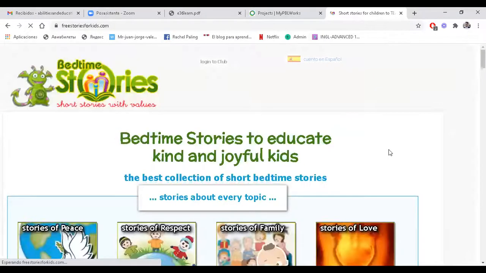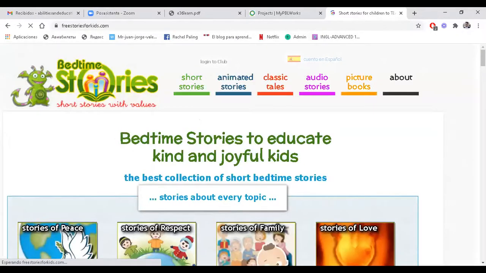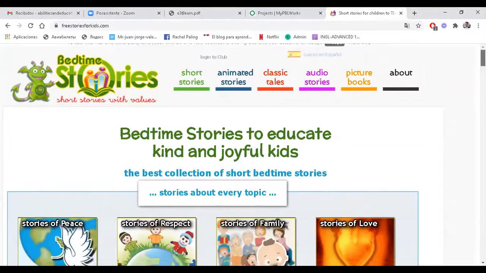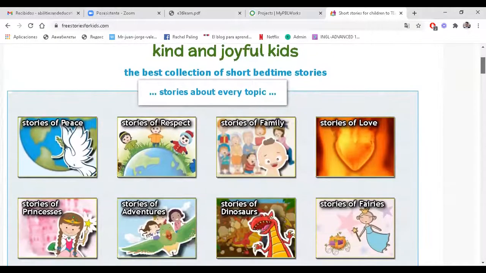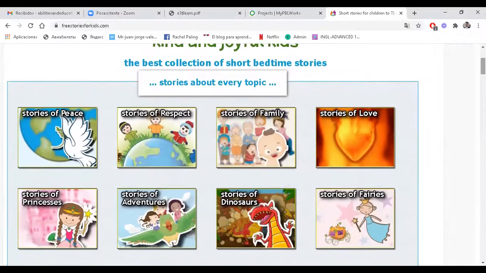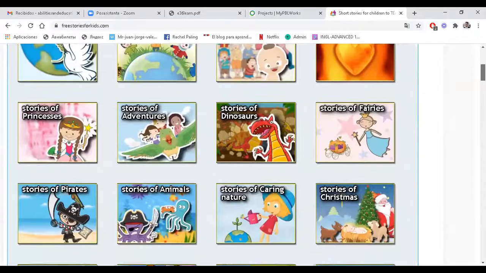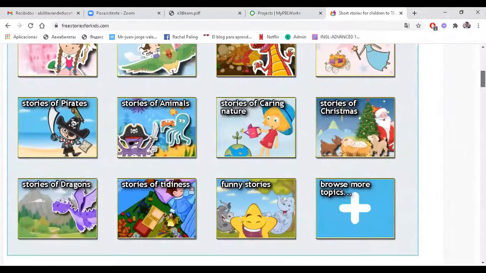Here's our website. It is said here that these are bedtime stories, stories that parents can tell their children when they go to bed, but they can also be used in the classroom. As you can see, here are stories that teach values. For example, stories of peace, stories of respect, stories of family, of love, fairies, dinosaurs, etc. Do you like this website?